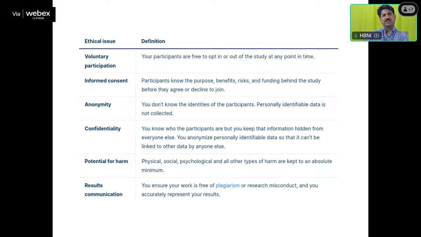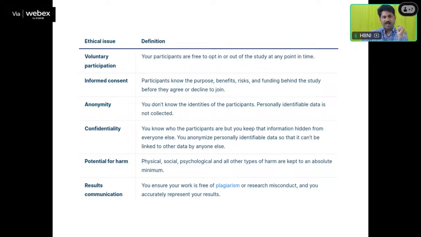So we have to maintain ethical standards in that case to maintain the anonymity of the research persons who are involved in doing our research, and the confidentiality clause we have to maintain. This I have told in the beginning also. In the first class itself we have told that confidentiality we have to maintain during all types of research. You know who are the participants, but you keep the information hidden from everyone else.